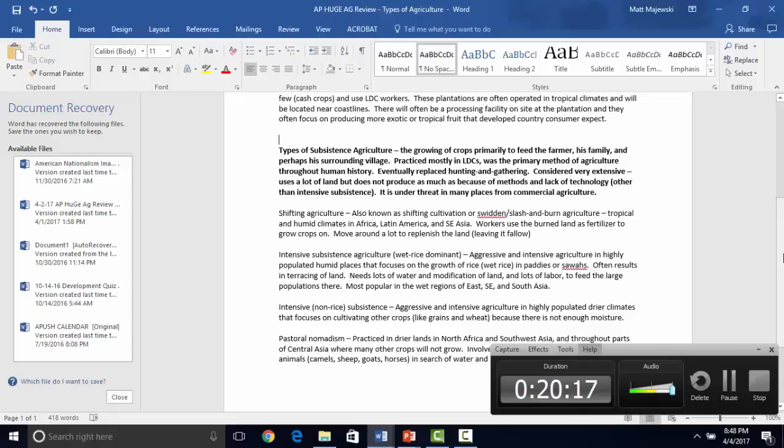Farms are smaller. There are more of them. There are more people involved in agriculture in subsistence countries. They do not tend to use machines. And if they do, they are kind of older or outdated or basic sorts of machines. Generally, they use human and animal power.